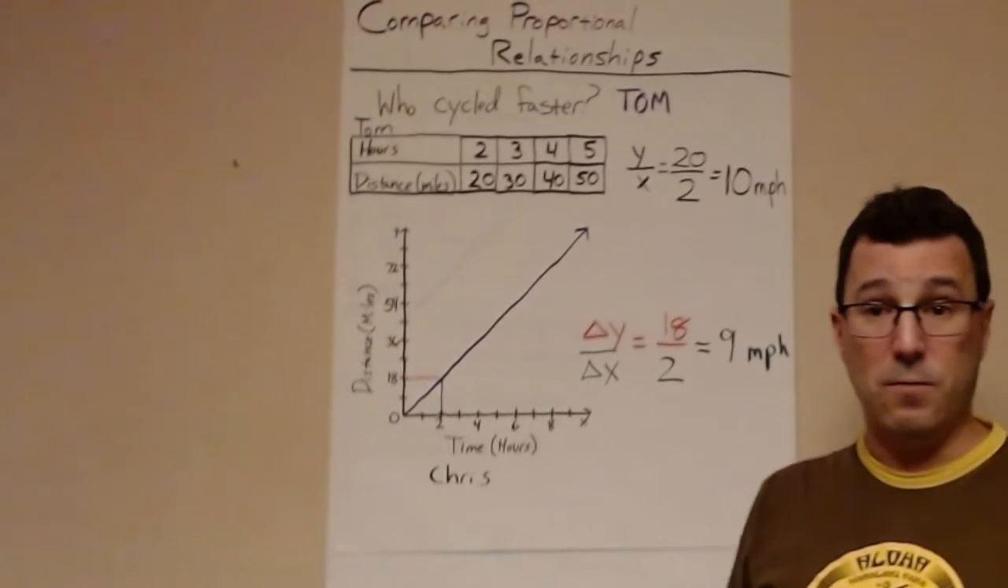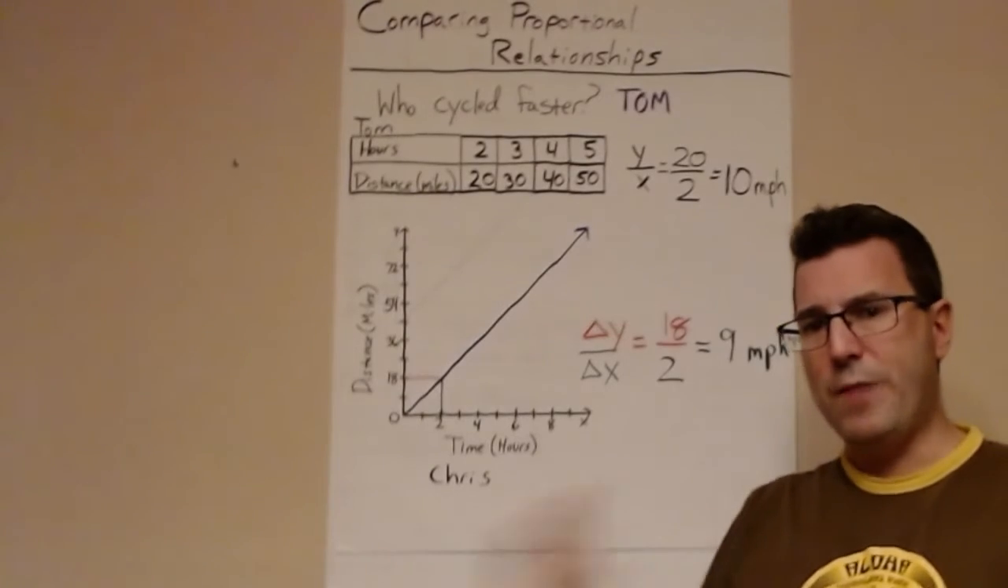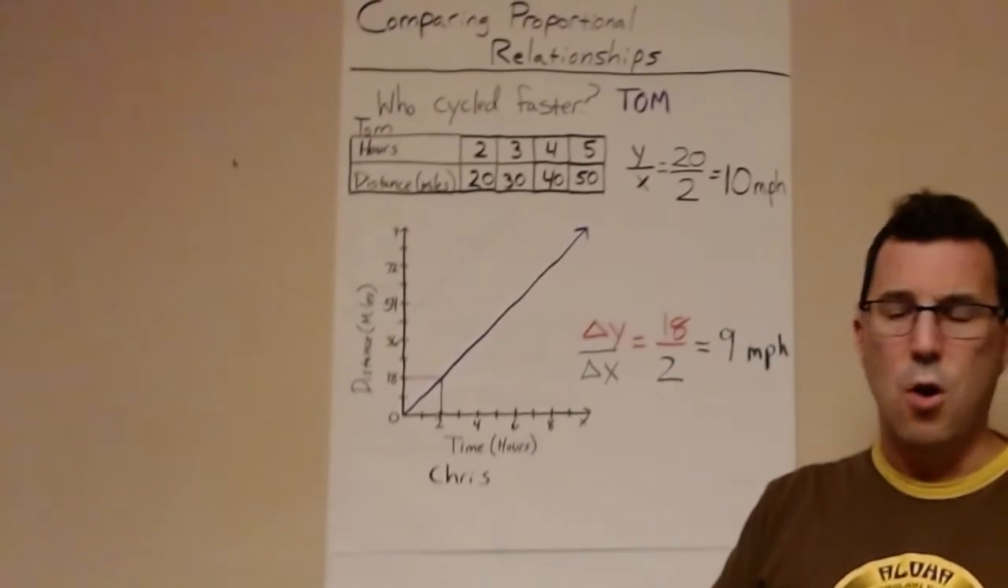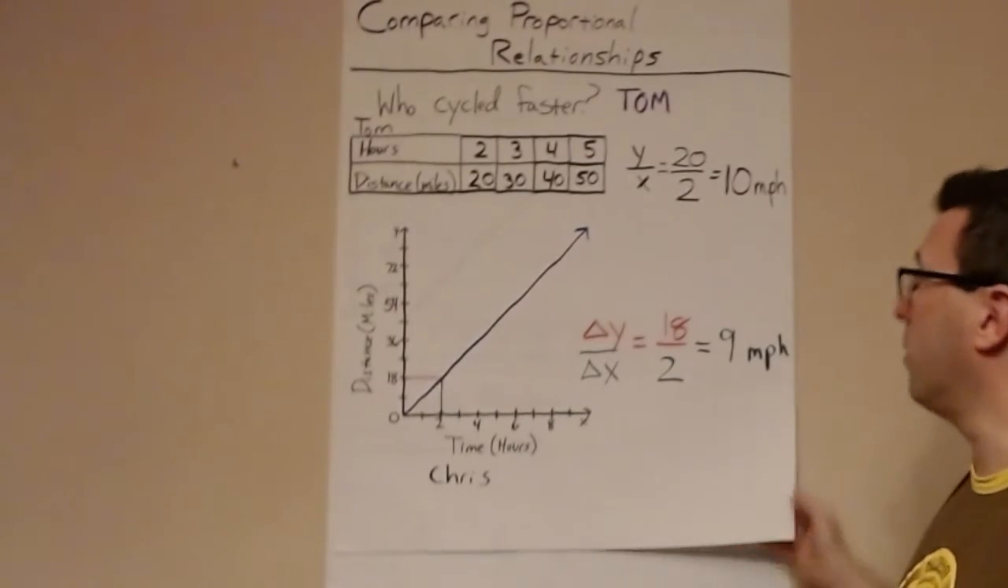So that's what we do. And that's usually what you're going to do when you compare: it's going to either be who was faster, who was slower, what cost more, what cost less, and so on and so forth.